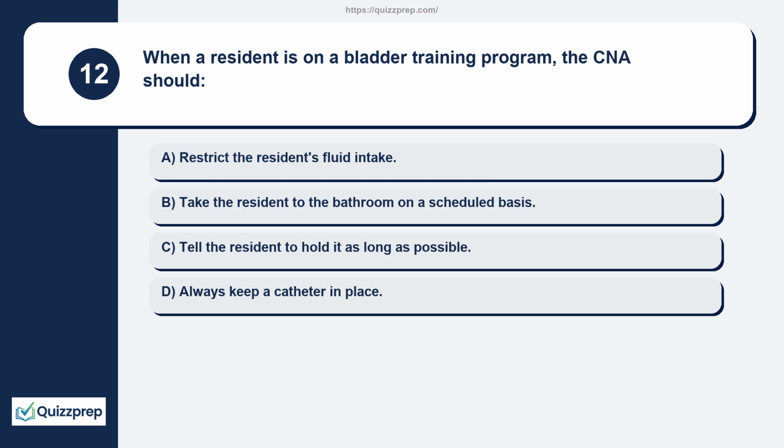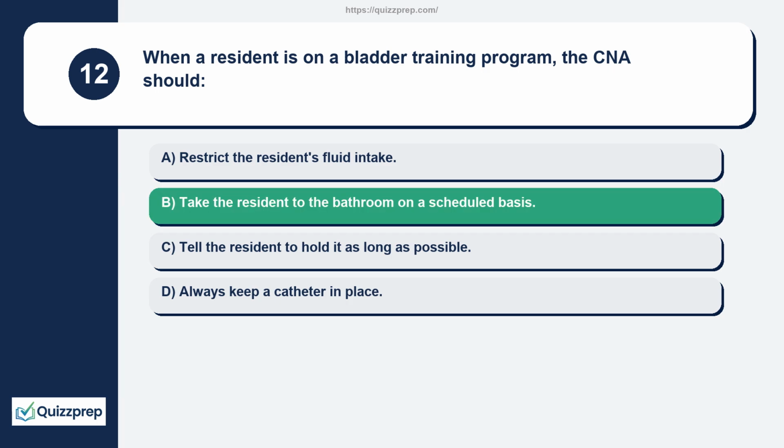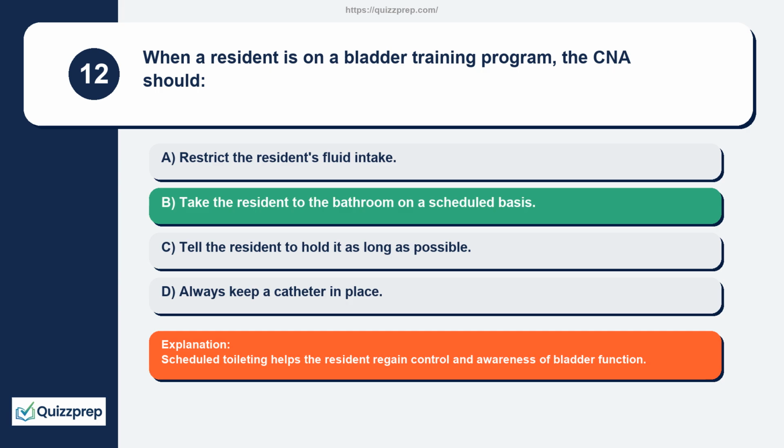Question 12. When a resident is on a bladder training program, the CNA should: restrict the resident's fluid intake, take the resident to the bathroom on a scheduled basis, tell the resident to hold it as long as possible, always keep a catheter in place. Scheduled toileting helps the resident regain control and awareness of bladder function.